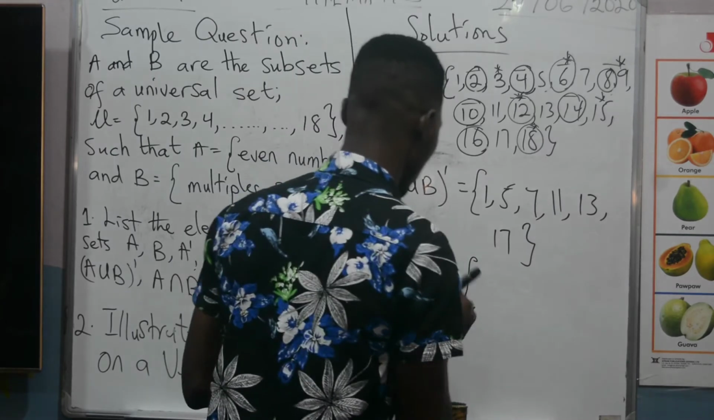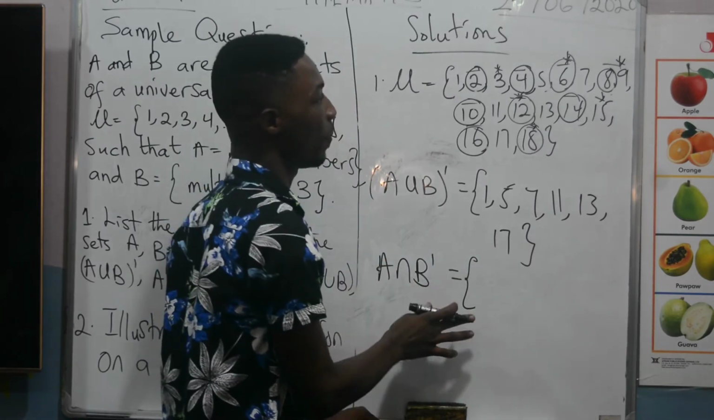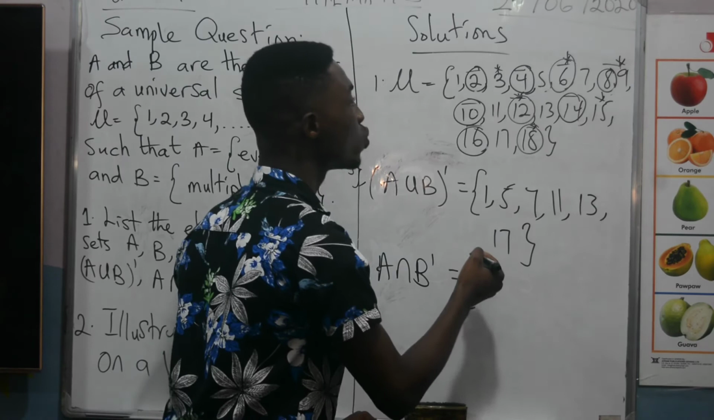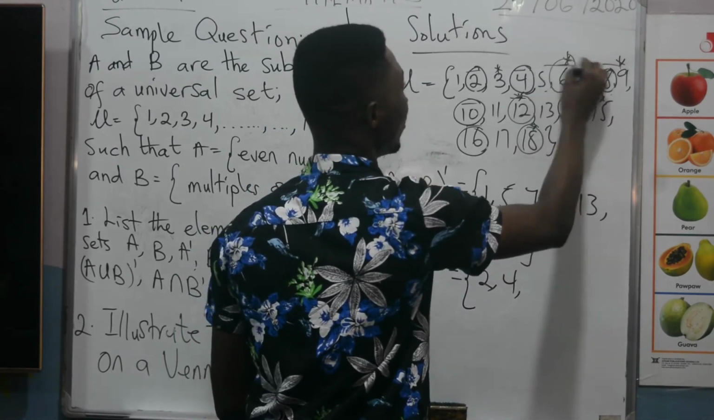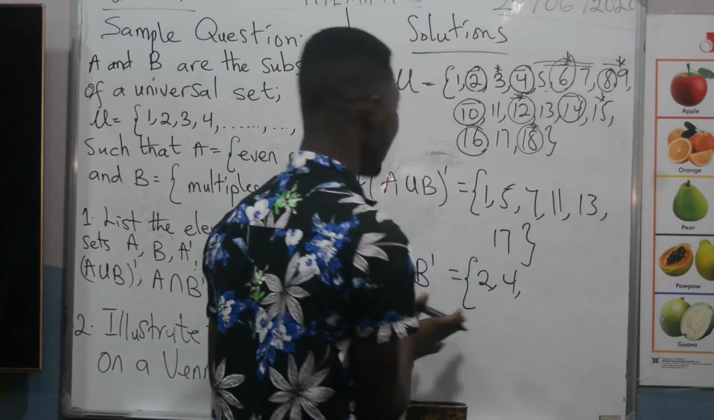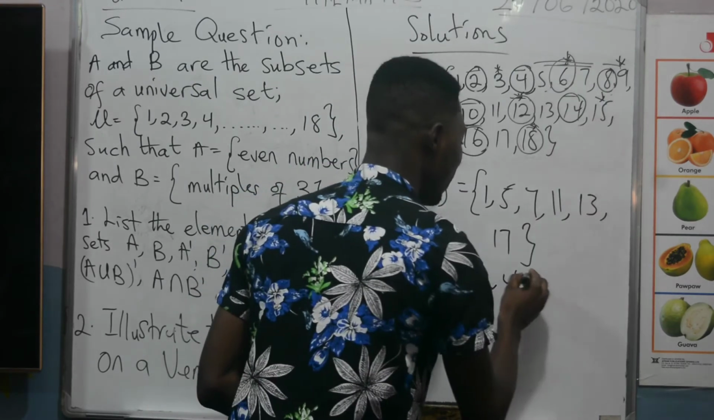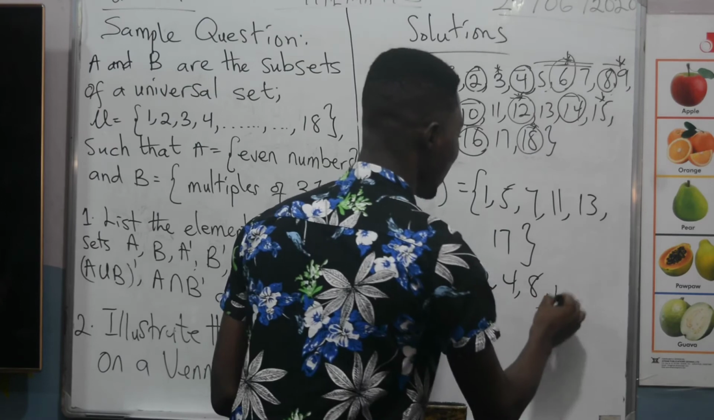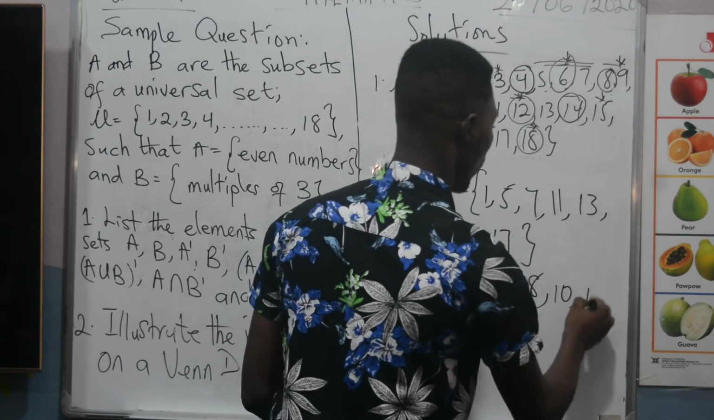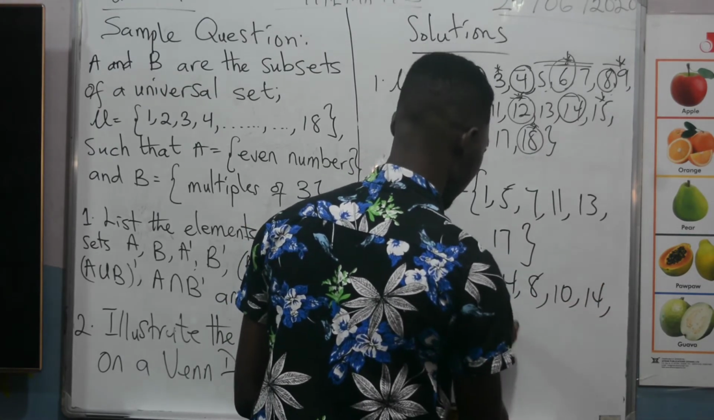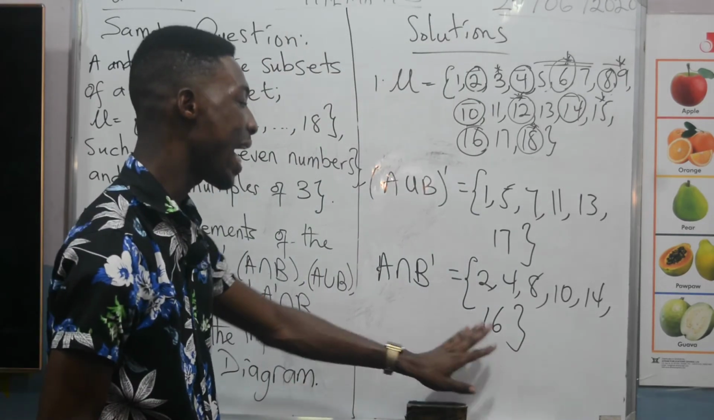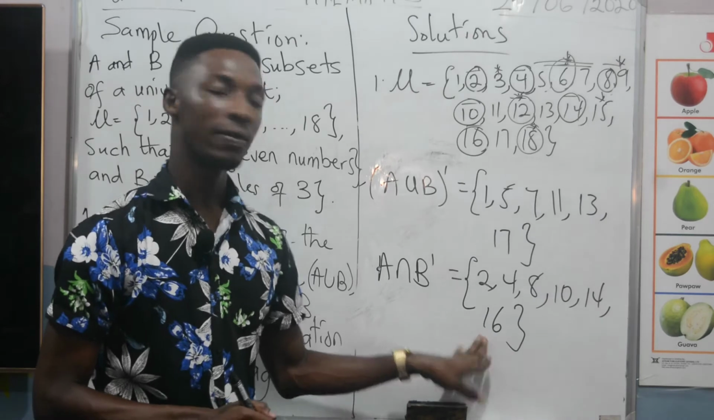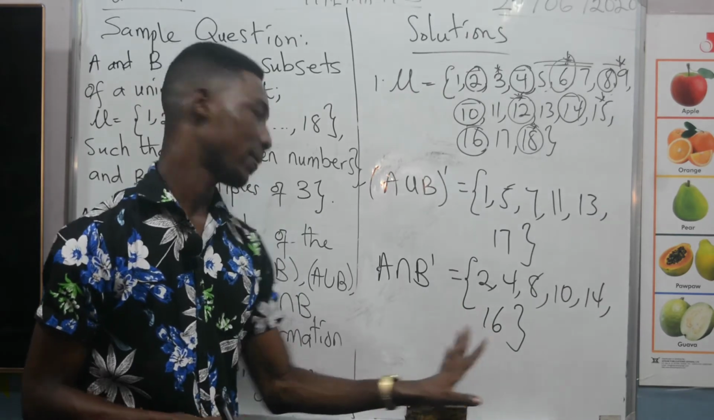Therefore, these elements will come in the A intersection B complement. So we have 2, we have 4, 6 is in B, so it is not part of the A intersection B complement. So we have 8, we have 10, 14, and 16. So these are elements that are going to be found in A intersection B complement.